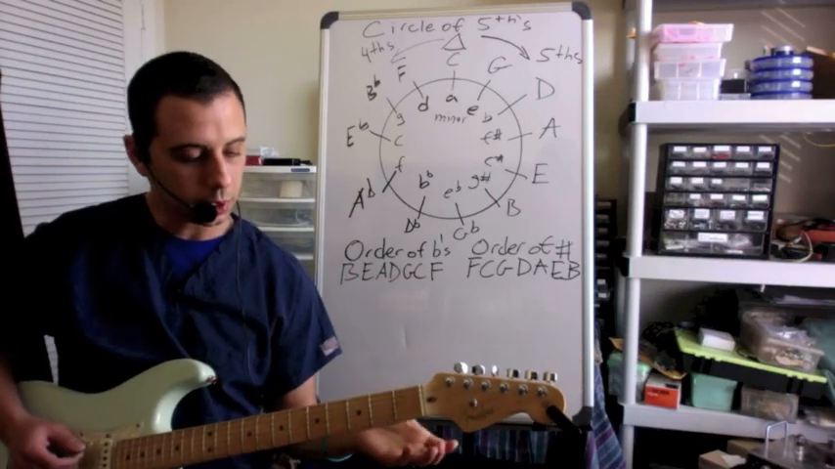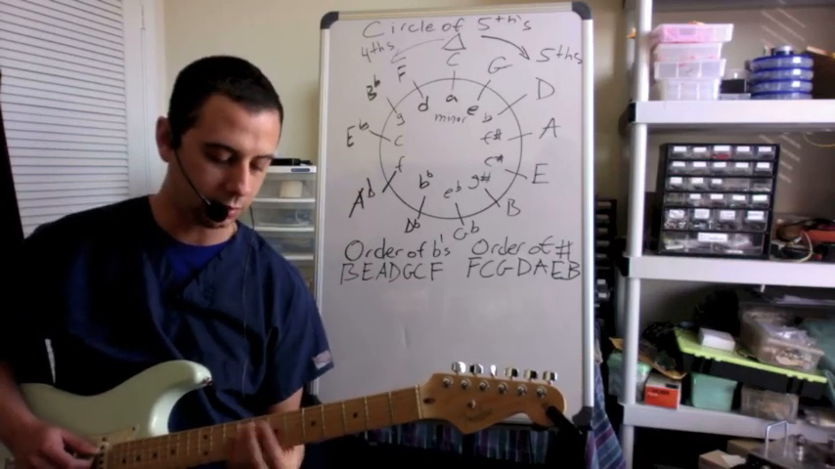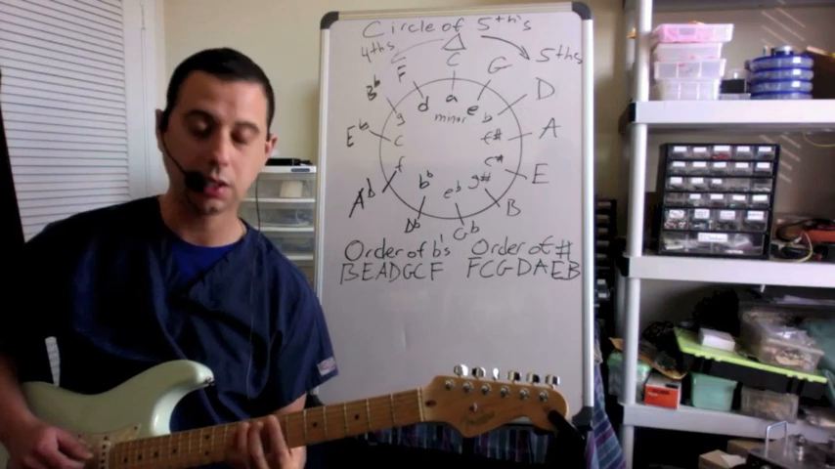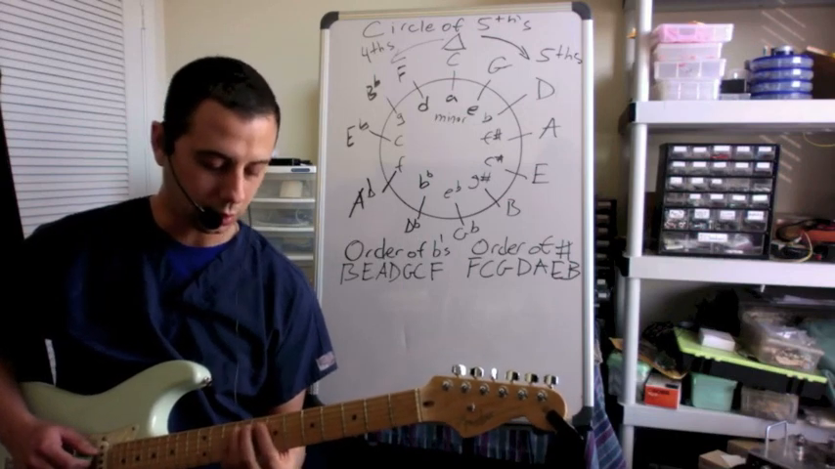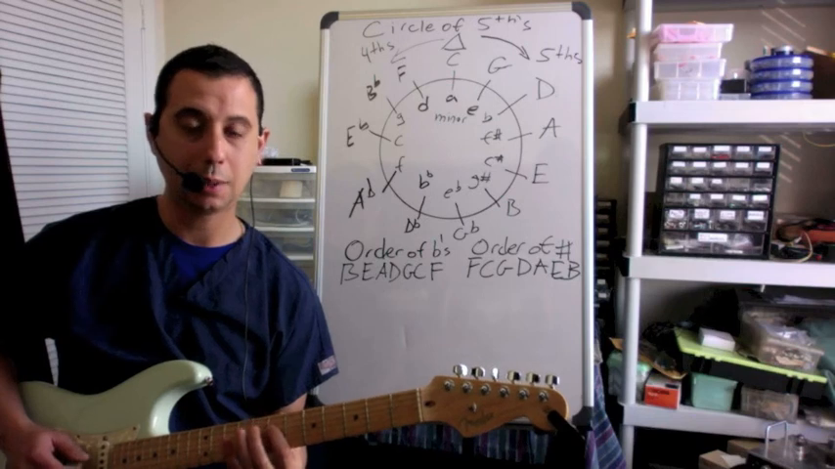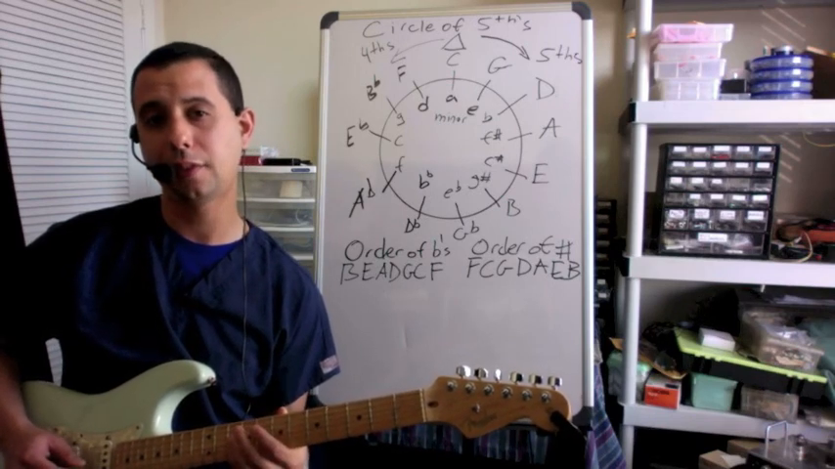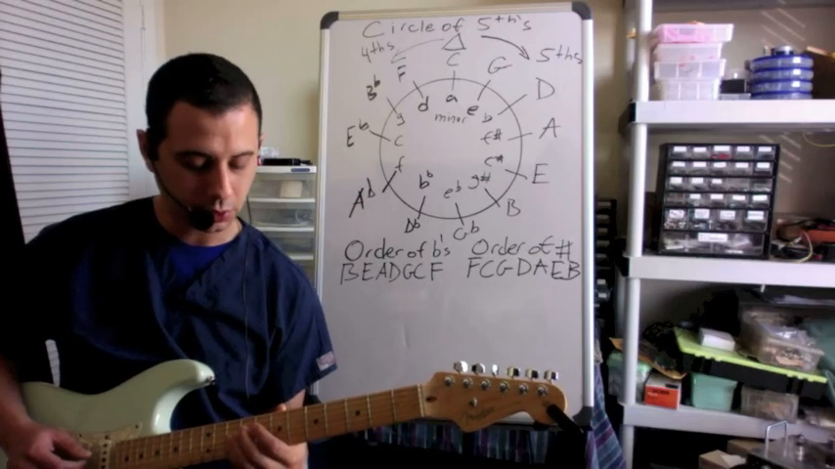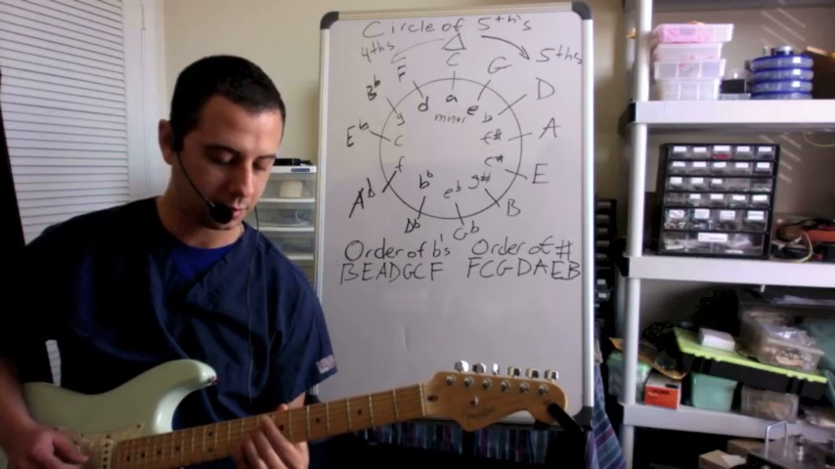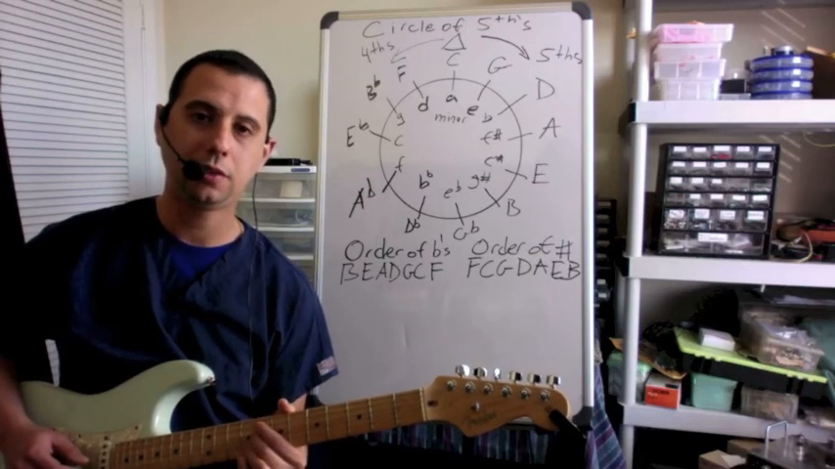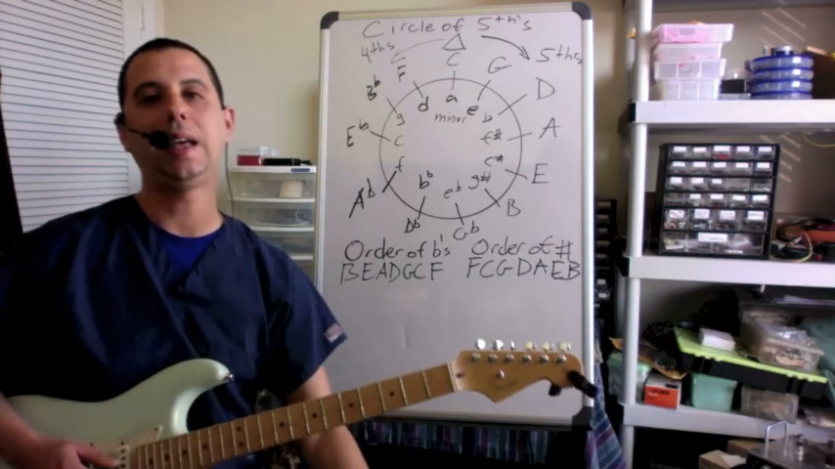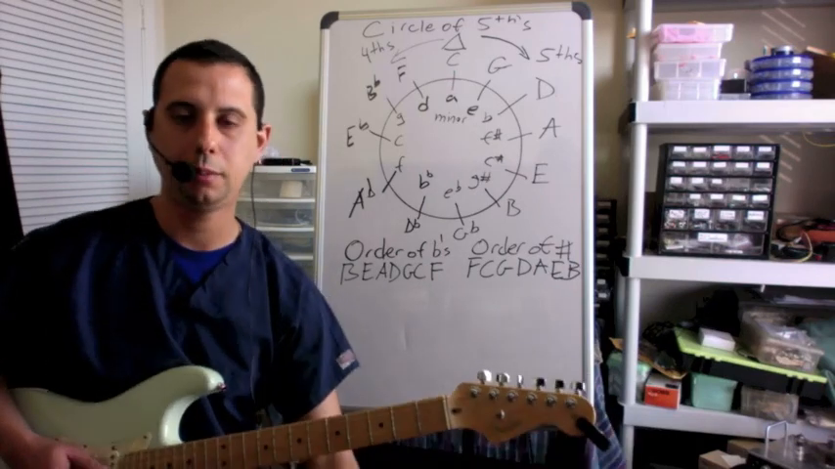So let's take an F major scale. I can pick it up, let's say here. F, G, A, B flat, C, D, E, F. So the B flat is the only flat in the key of F major.